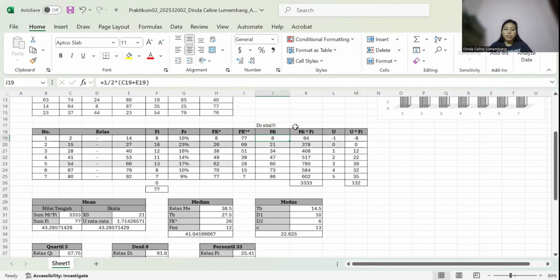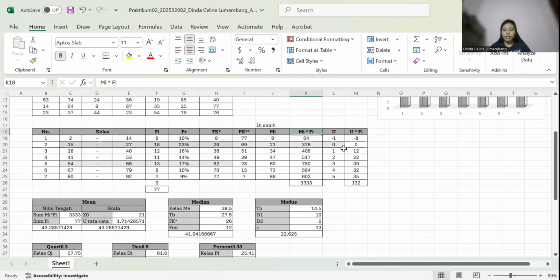And now I want to explain my project Excel. The first is middle value. To get the middle value, the value is taken from the sum of the lower class value and the upper class value, then multiplied by half. And to get a value on the next line, we use this cursor as a tool.